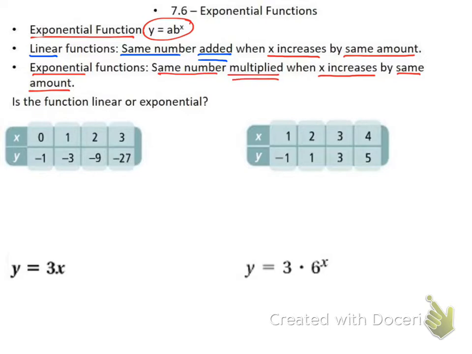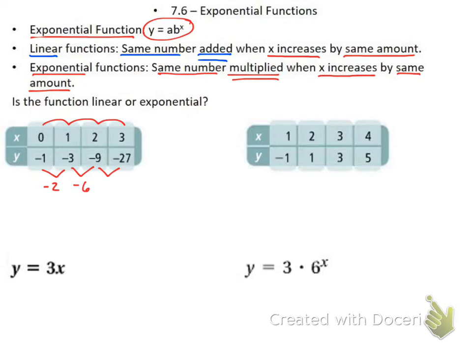So when we look at an xy table, like in the first two problems, the first thing I want to notice is that going up here, my x's are going up by the same amount. And so I can look at my y's. The way I usually do this is I figure out if it's not linear, then I can look at it being exponential. So going from -1 to -3, that would be subtracting 2. -3 to -9, that's subtracting 6, sorry.